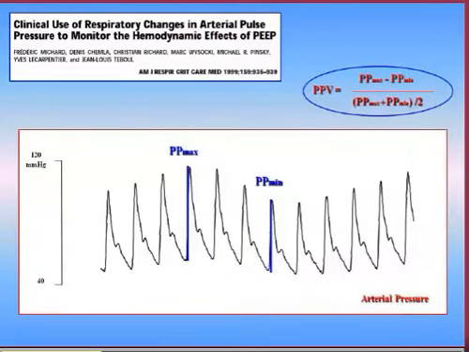So the next question is how to quantify pulse pressure variation at the bedside. In this first study by Frédéric Michard and the group of Bisset, we proposed to measure PPV, pulse pressure variation, as the difference between the maximal value of pulse pressure and the minimal value of pulse pressure, divided by the mean of the two values. And we can express that in percentage.